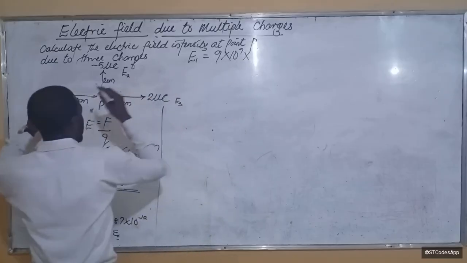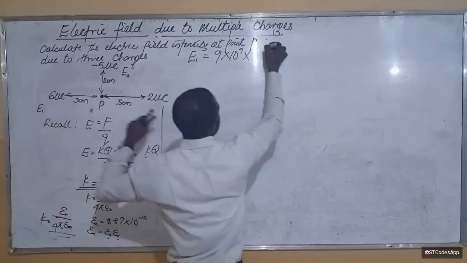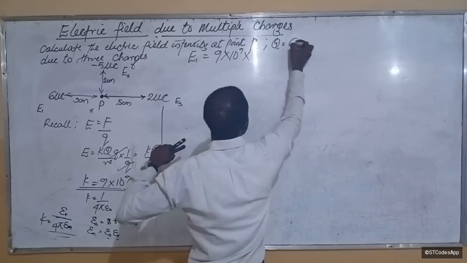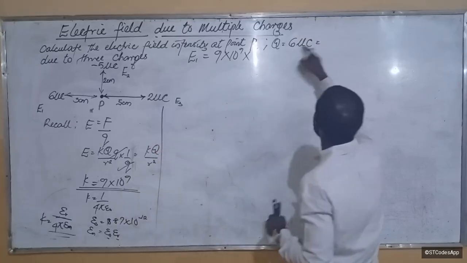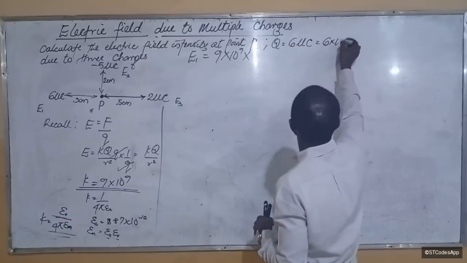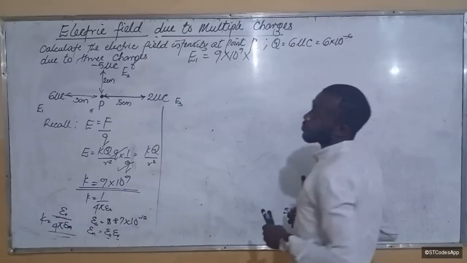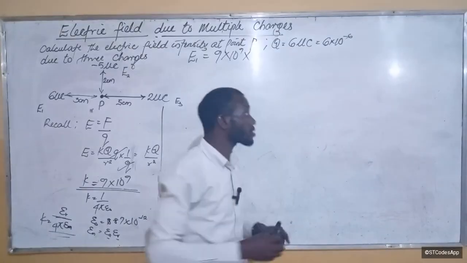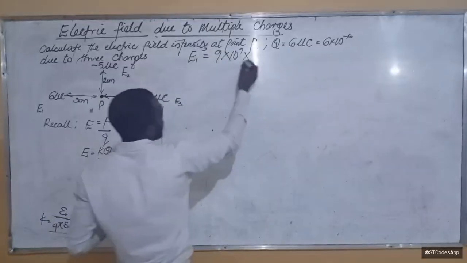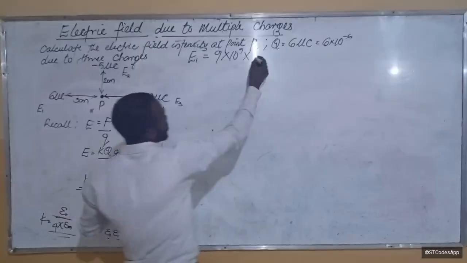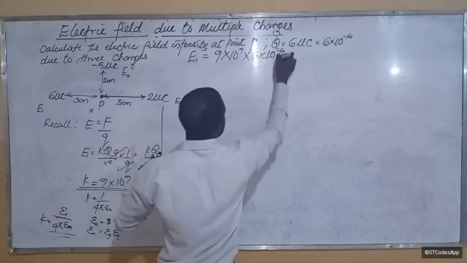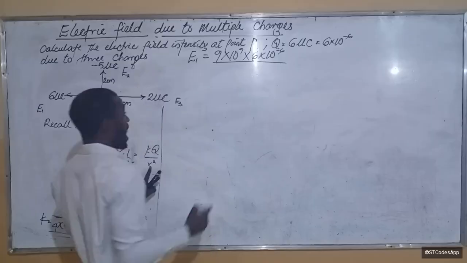Our Q1 is 6 microcoulomb. Microcoulomb is 6 times 10 to the power minus 6; micro means times 10 to the power minus 6, good. So this now becomes 9, which is our constant, times the charge, which is 6 times 10 to the power minus 6, all over r squared.